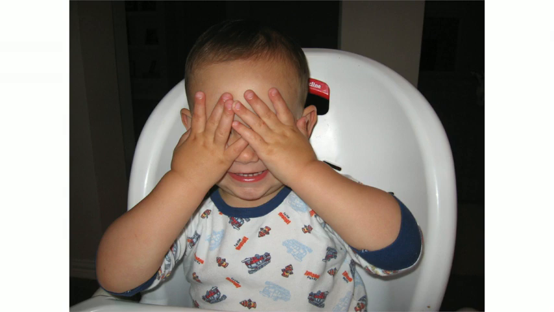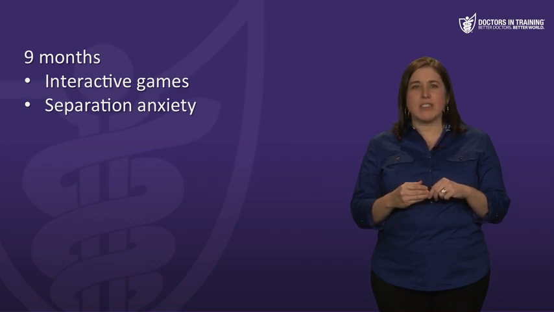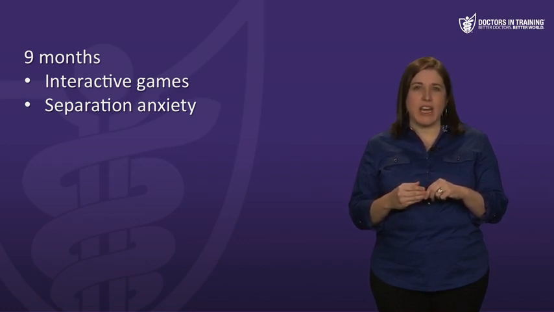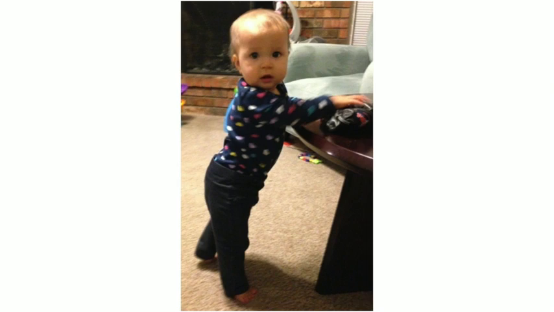At 9 months, they're starting to play interactive games like peekaboo, and they're also beginning to have some separation anxiety, where they don't like for you to drop them off at daycare or leave them with a sitter. For gross motor, they're crawling and pulling themselves up to stand on furniture. For fine motor, they can now get a good grasp on things with their thumbs, and they are starting to say their first words.